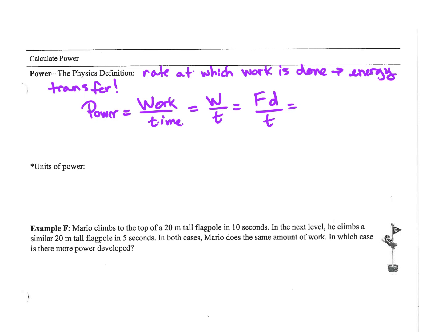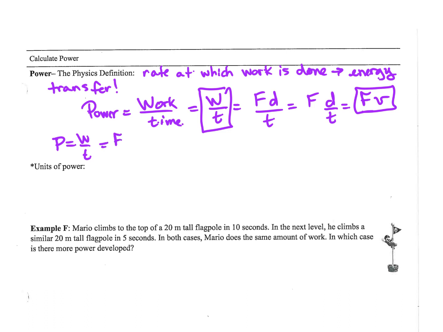Now, this is often the first description you get, but FD over T, you could do F times d over t, because an alternative definition, d over t, is velocity. Distance over time is velocity. So FV is the alternative for power. So we have power, which is equal to W over T, which is equal to FV. Units of power, well, work is joules, time is seconds, so 1 joule per second, which is actually equal to 1 watt. Okay, it's watts, which is W. So units of power is watts or W. Okay, watts for power, not W for work.